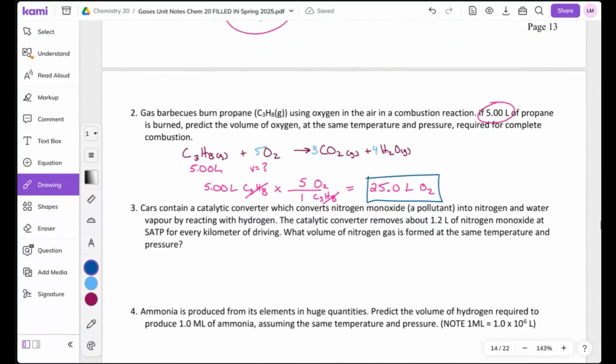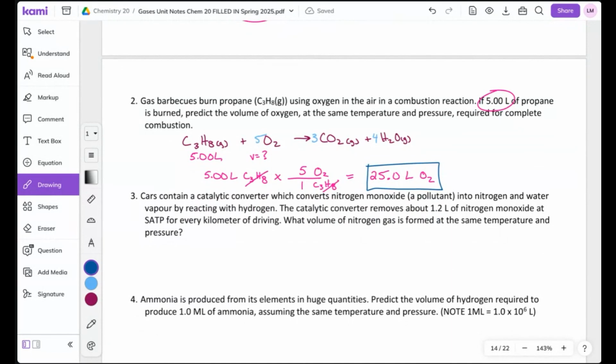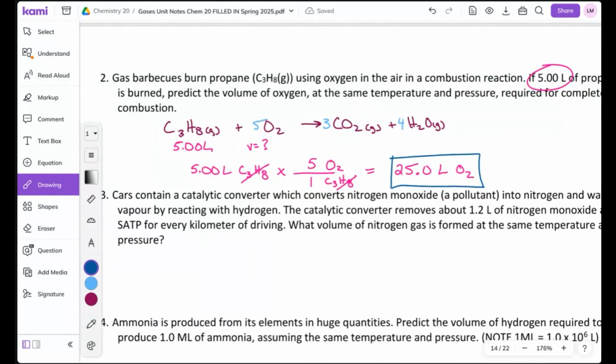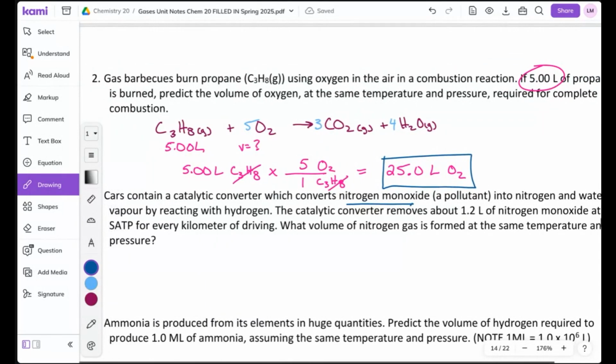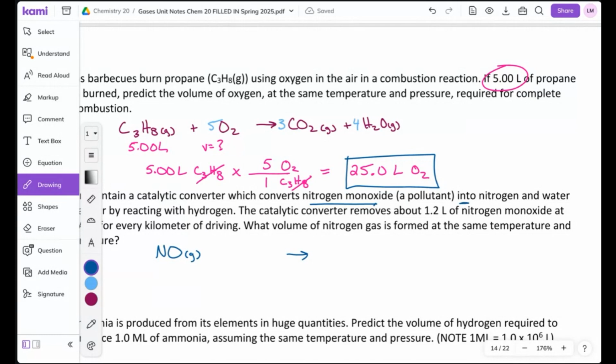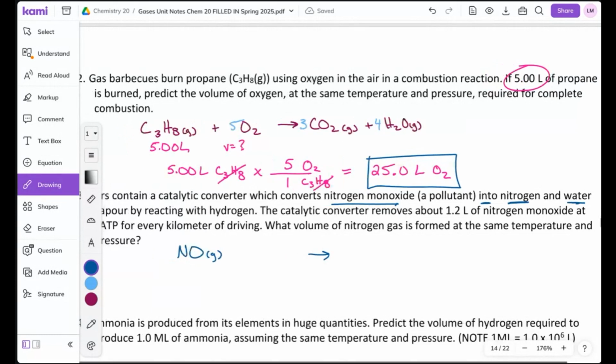For the next example, cars contain a catalytic converter which converts nitrogen monoxide, which is a pollutant, into nitrogen and water vapor by reacting with hydrogen. Okay, so that right there is telling us our chemical equation. The converter converts nitrogen monoxide, so that's NO, and that's gas. And I'm going to leave a little bit of space because of the last part of the sentence. So it converts nitrogen monoxide into, so this is producing nitrogen and water vapor.